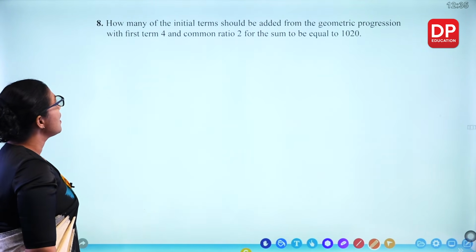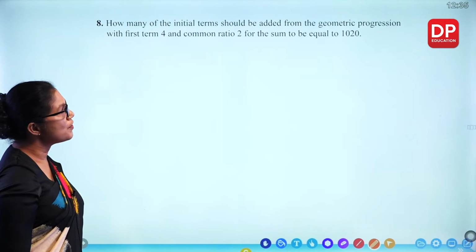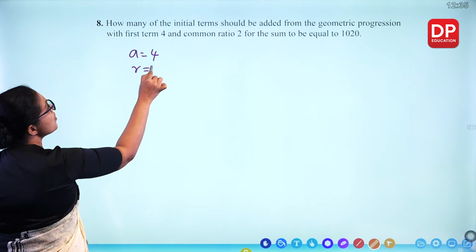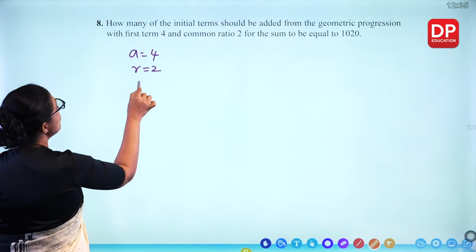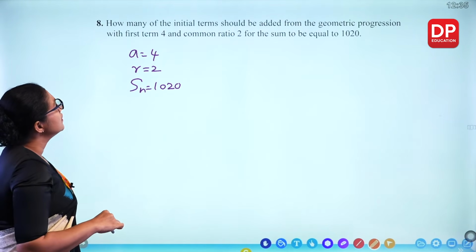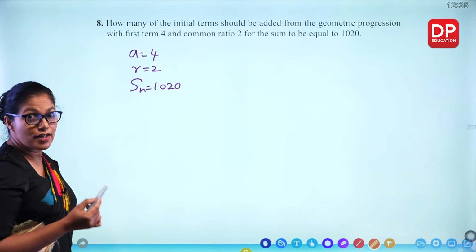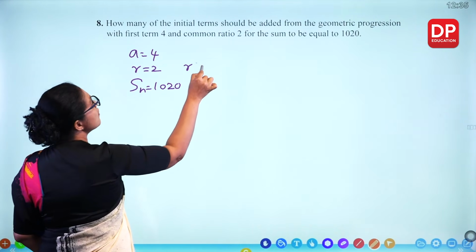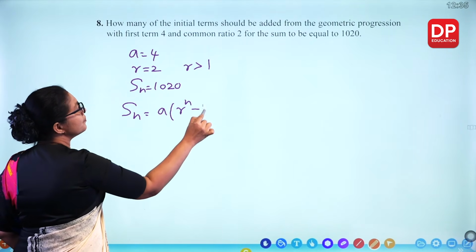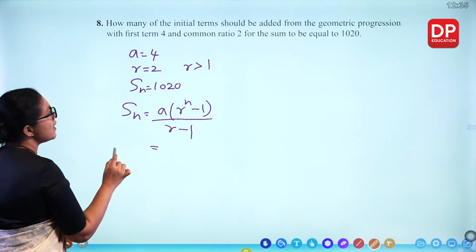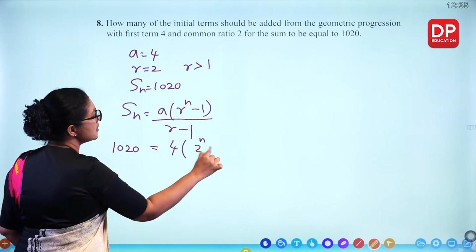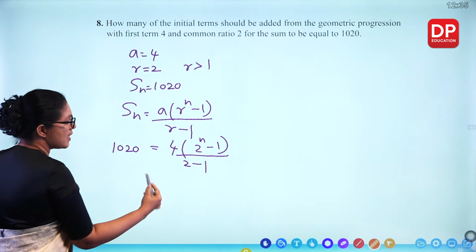Question number 8. How many of the initial terms should be added from the geometric progression with first term 4 and the common ratio 2 for the sum to be equal to 1020? So this is ratio 2, greater than 1. So identify the appropriate formula. Then you can plug it into the formula. Sn equals 1020, A equals 4, R equals 2. 2 minus 1 is 1.